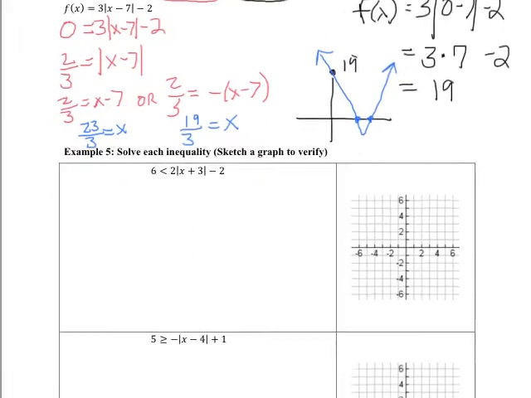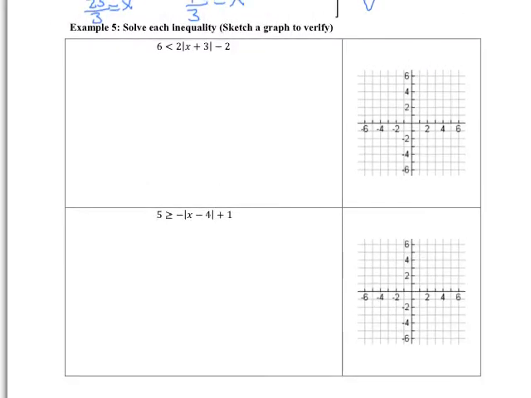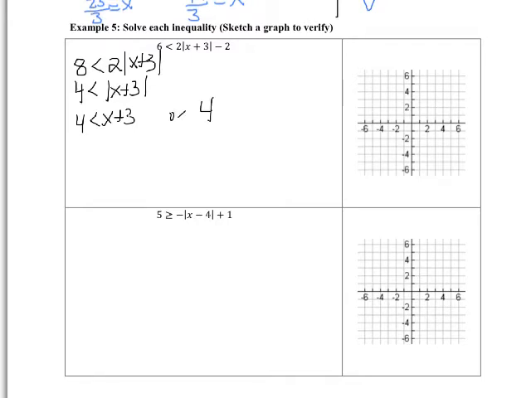All right, finally we want to solve inequalities. And this is a little different than solving an equation. We want to first isolate the absolute value. So what we do is we add 2 to both sides, and we get 8 is less than 2 times the absolute value of x plus 3. Divide by 2, and we get 4 is less than absolute value of x plus 3. And then we split it into 2 separate equations. We either have 4 is less than x plus 3, or we have 4 is less than negative x plus 3. And then we want to solve each one of those.